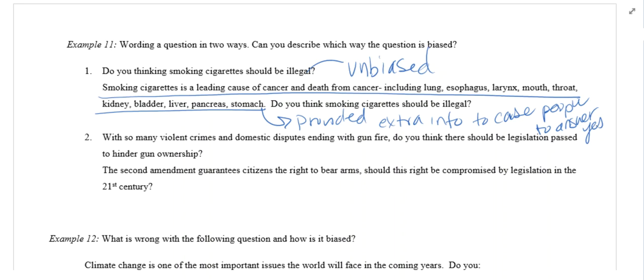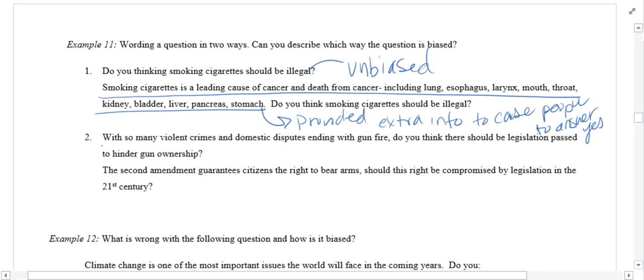All right, number two, another two questions. With so many violent crimes and domestic disputes ending with gunfire, do you think there should be legislation passed to hinder gun ownership? Second question: The Second Amendment guarantees citizens the right to bear arms. Should this right be compromised by legislation in the 21st century? Okay, so in this situation, do we have an unbiased question? No, we don't. They are both biased in persuading people to answer different ways.